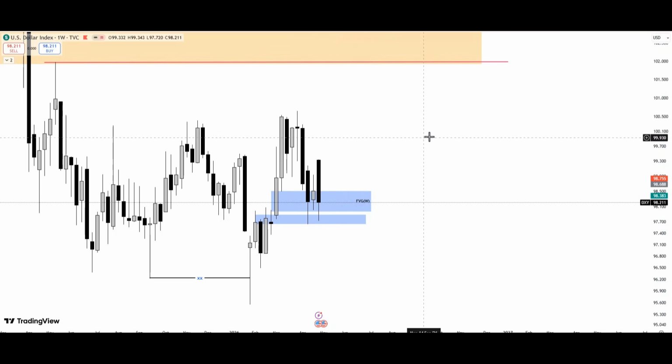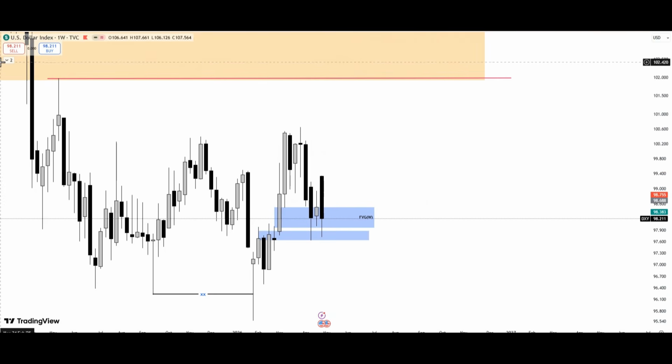So let's look at the weekly time frame. Again, I've said our draw of liquidity is this buy side liquidity and the balanced price range. That is our draw of liquidity for price. We just cannot go to the market and start buying. We need all time frames to start aligning bullish in order for us to participate in that bullish momentum.